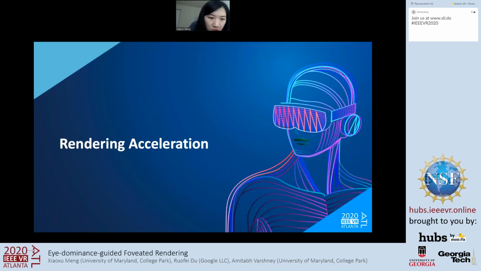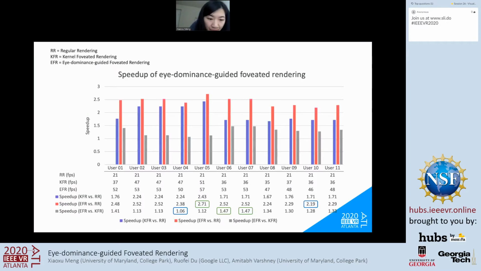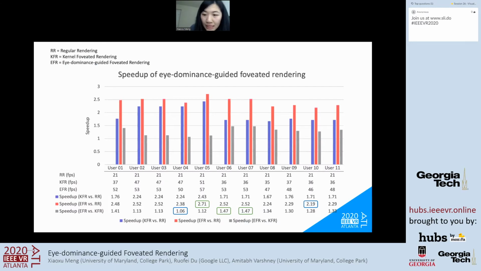And what about the rendering acceleration? We measure the rendering acceleration with a GTX 1080 for the full headset with a resolution of 1280 by 1440 per eye. And here is a result for the 11 users. We show the frame rate of regular rendering, kernel foveated rendering, and our eye dominance foveated rendering, and we compared the speed up.